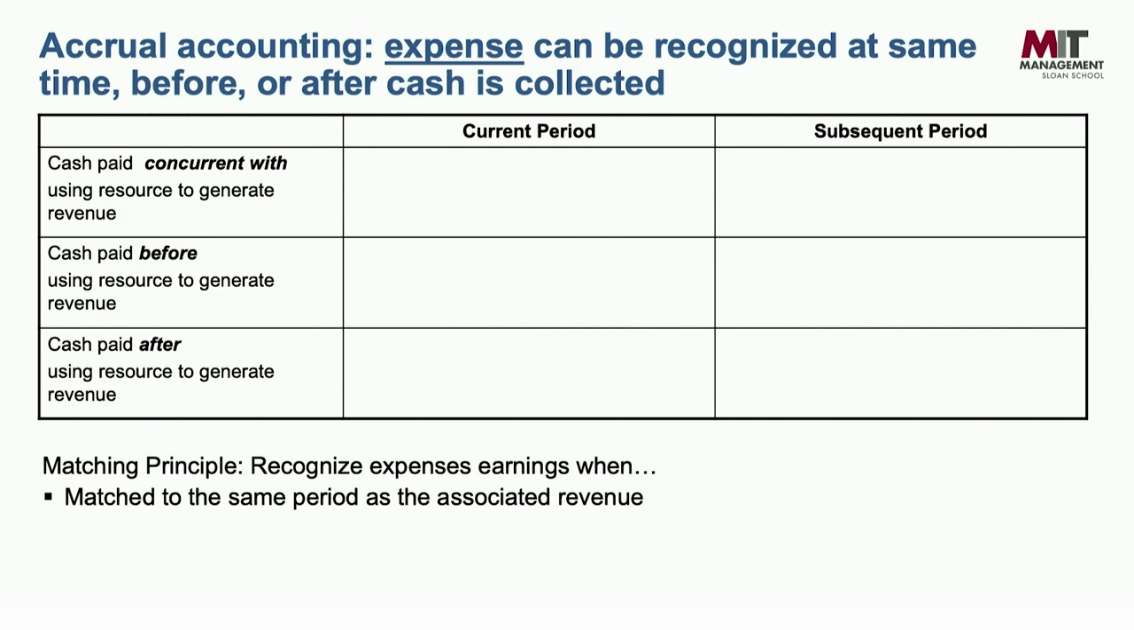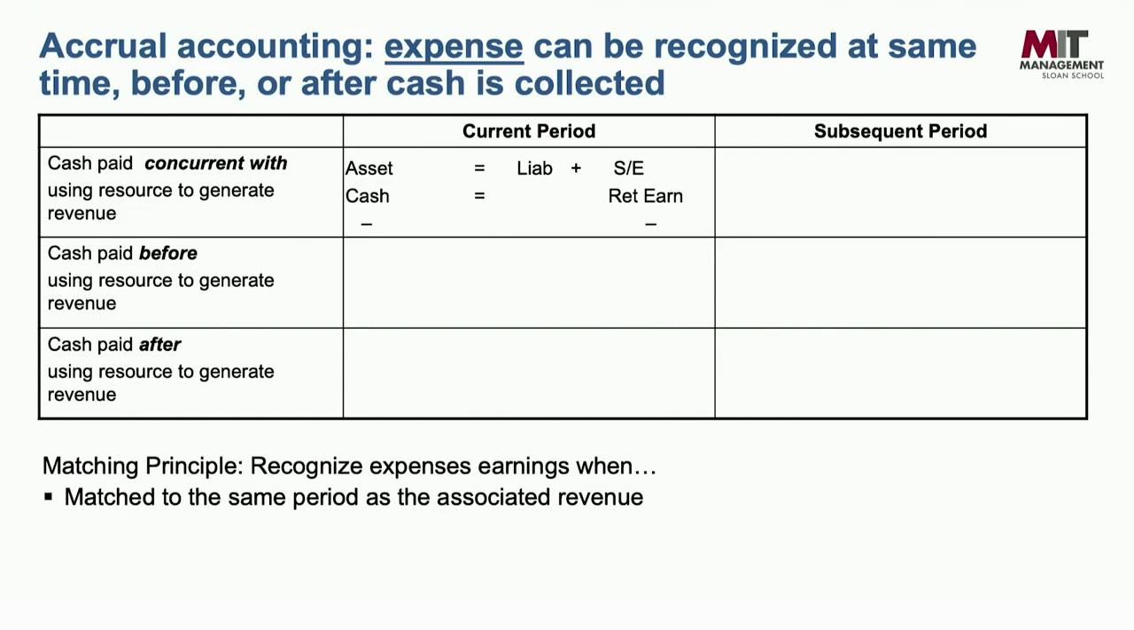Similarly, expense recognition, because revenue recognition can happen either at the same time as cash, you get cash before revenue recognition, or you can get cash after revenue recognition. Because by the matching principle, we're recognizing expenses in the same period as the associated revenue.